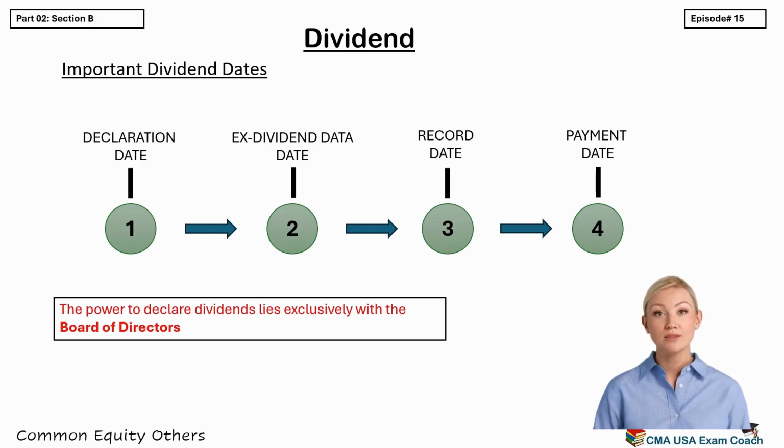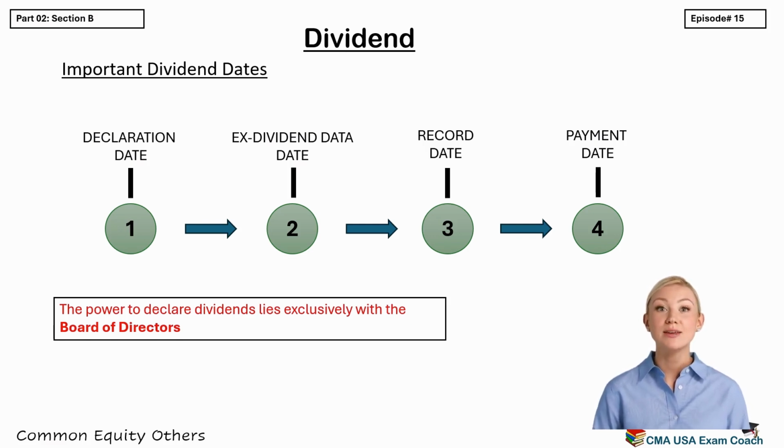So to recap, the declaration date is when the board announces the dividend. The ex-dividend date is the last day to buy the stock and still receive the dividend. The record date determines who is officially entitled to receive the dividend. And the payment date is when the money is actually paid out. These 4 dates define the timeline of a dividend, and understanding them is essential for both investors and finance professionals.